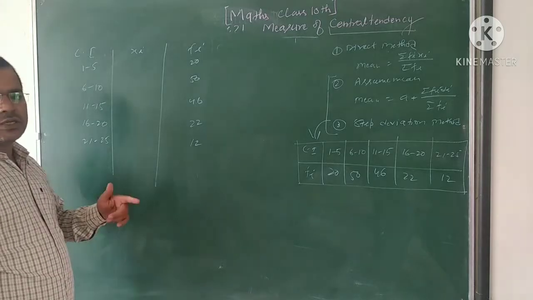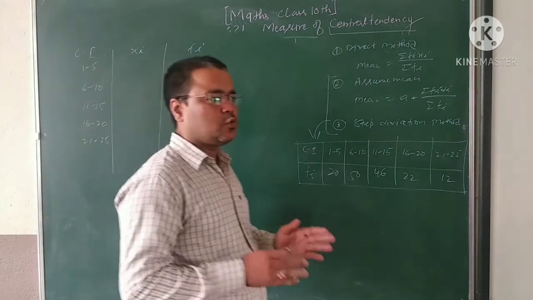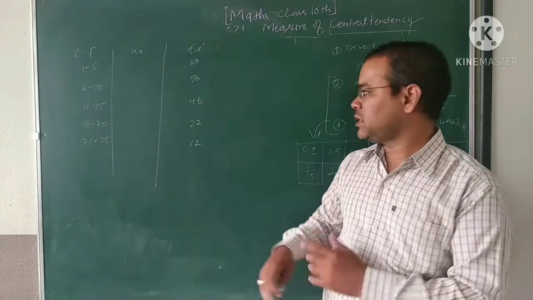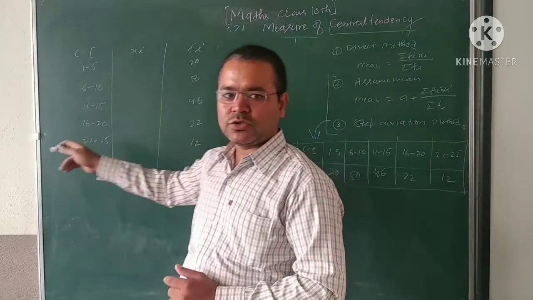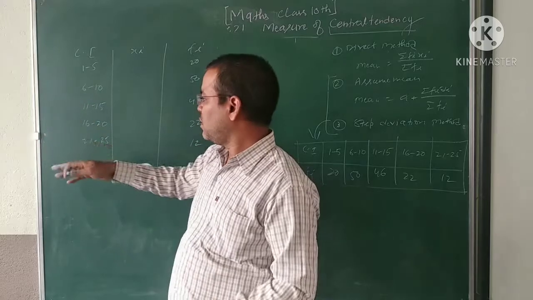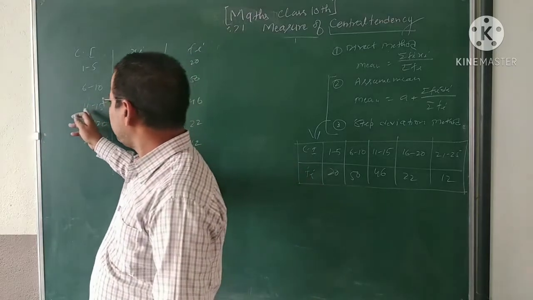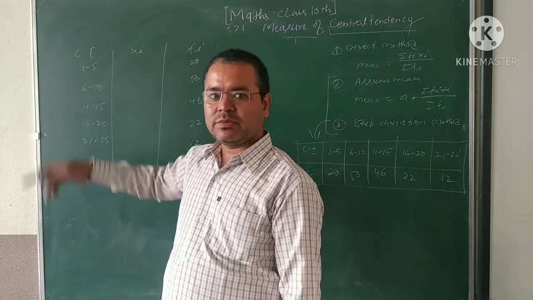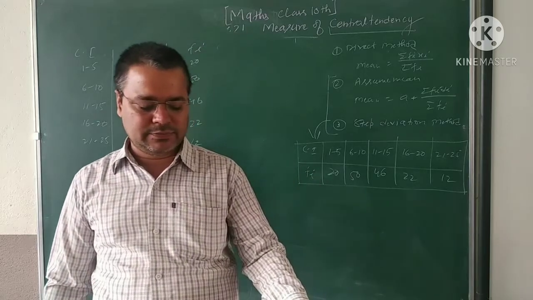And I told you, what is the class mark? Upper limit plus lower limit by 2. Means 1 plus 5, that will be 6 by 2. Similarly 6 plus 10, that is 16 by 2. And here 15 plus 11, 26 by 2. Like that we can find it.